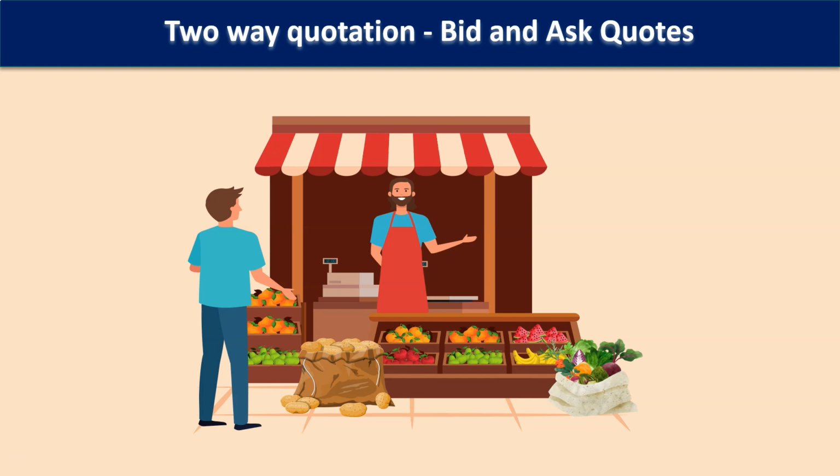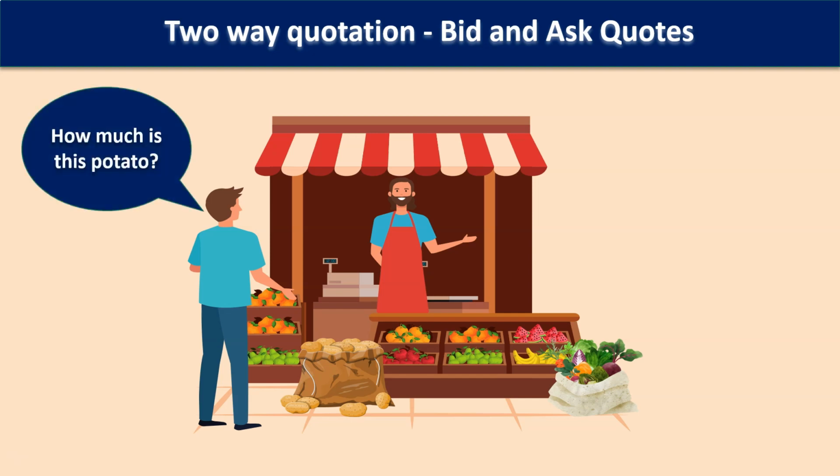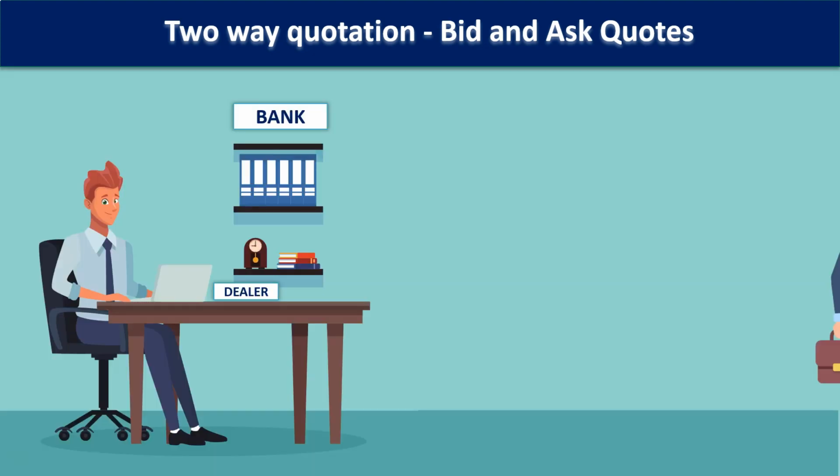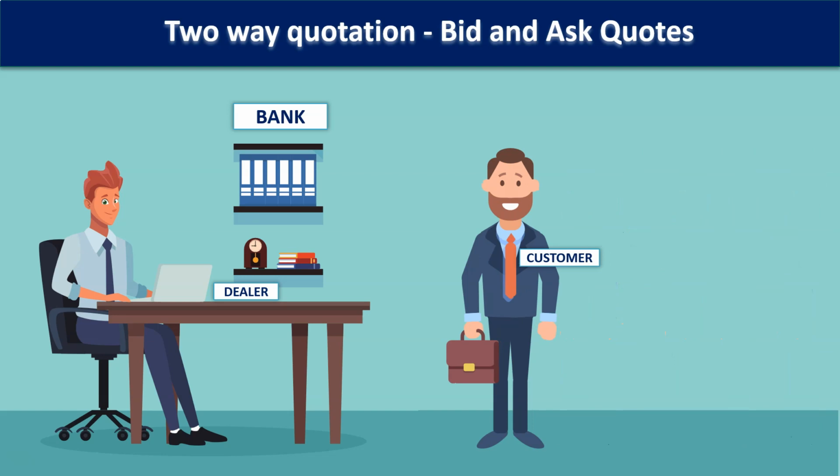Forget about currency for a moment. Suppose there is a shopkeeper who sells potatoes. If you go and ask him the price of potatoes, he will always quote you the selling price of potatoes, because you will always buy potatoes from him. You won't go to the shop to sell potatoes to the shopkeeper, isn't it? But the case of currencies is different.